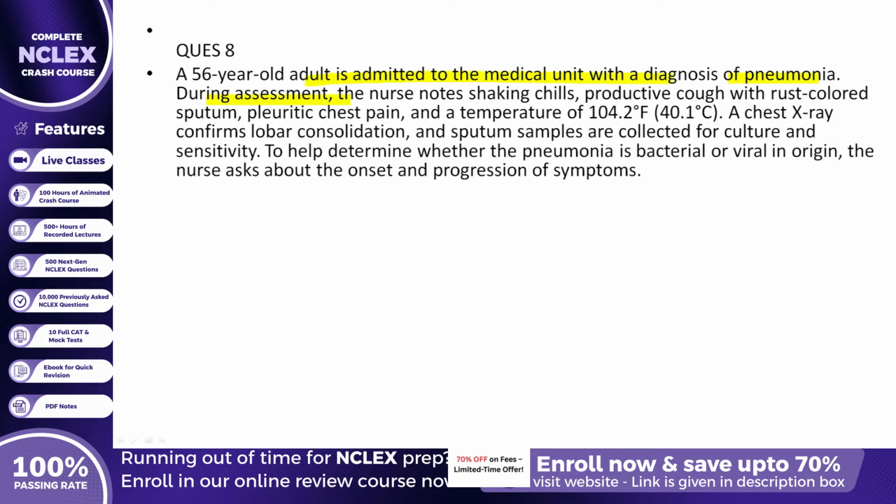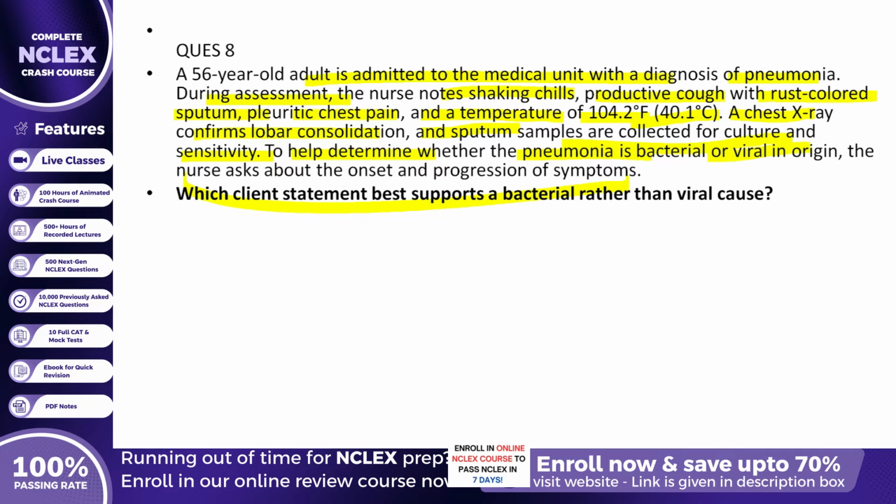During assessment, the nurse observes shaking chills, a productive cough with rust-colored sputum, pleuritic chest pain, and a temperature of 104.2 degrees Fahrenheit, which equals 40.1 degrees Celsius. A chest X-ray confirms lobar consolidation, and sputum samples are collected for culture and sensitivity. To determine whether the pneumonia is bacterial or viral in origin, the nurse asks about the onset and progression of symptoms. The question is, which client statement best supports a bacterial rather than viral cause?